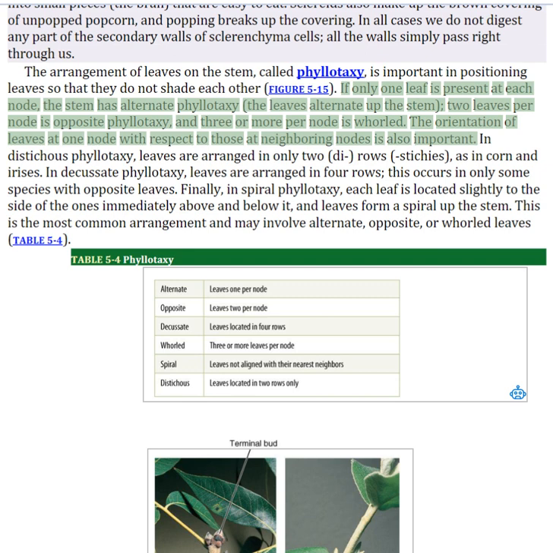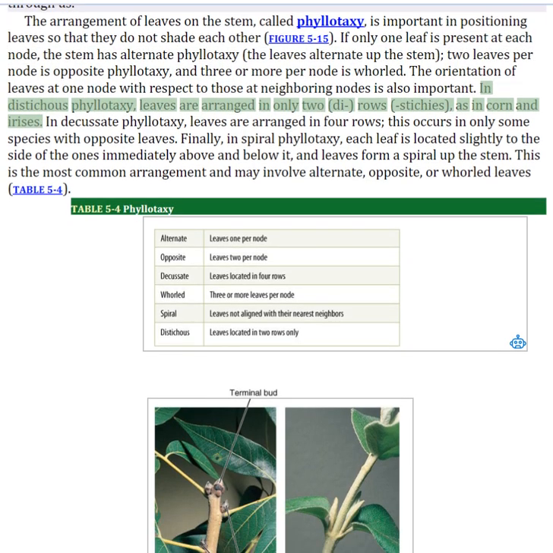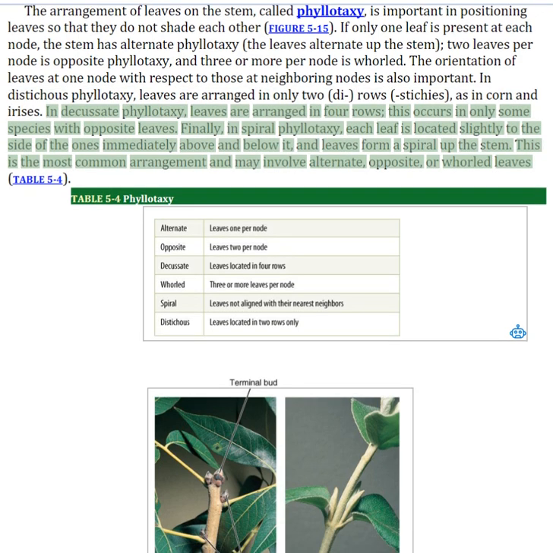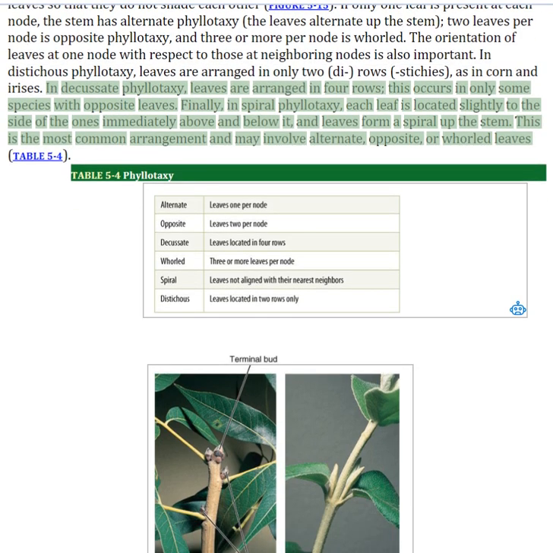The orientation of leaves at one node with respect to those at neighboring nodes is also important. In distichous phyllotaxy, leaves are arranged in only 2 rows, as in corn and irises. In decussate phyllotaxy, leaves are arranged in 4 rows; this occurs in only some species with opposite leaves. Finally, in spiral phyllotaxy, each leaf is located slightly to the side of the ones immediately above and below it, and leaves form a spiral up the stem. This is the most common arrangement and may involve alternate, opposite, or whorled leaves.